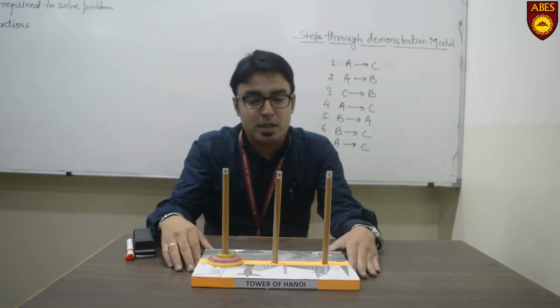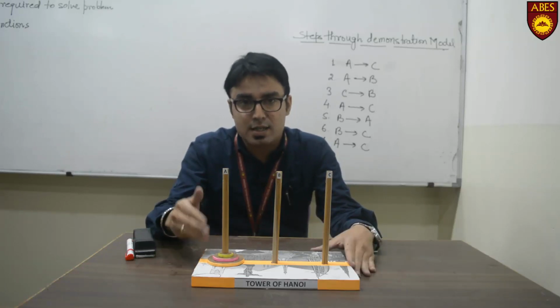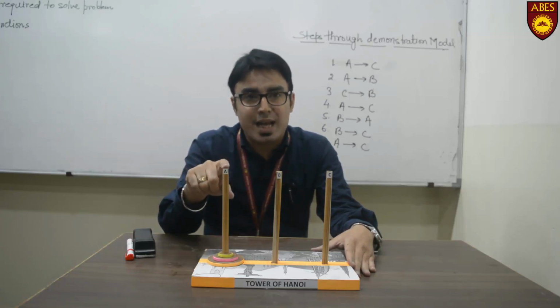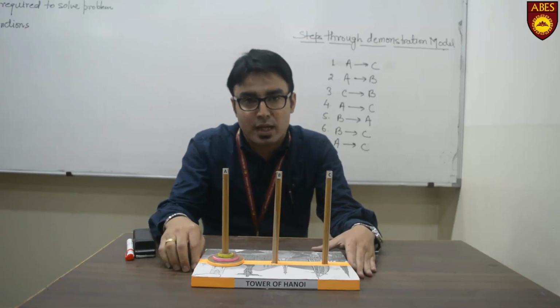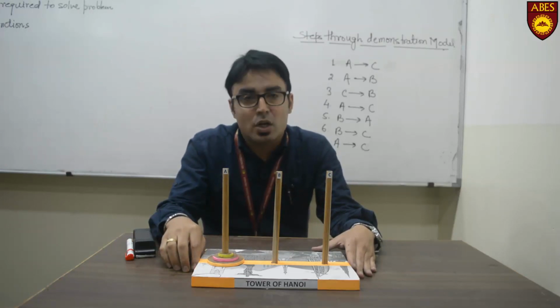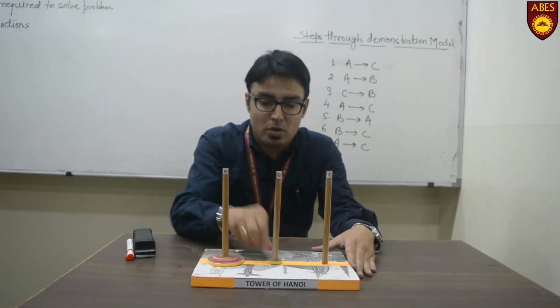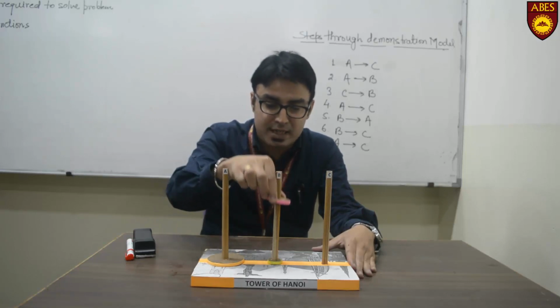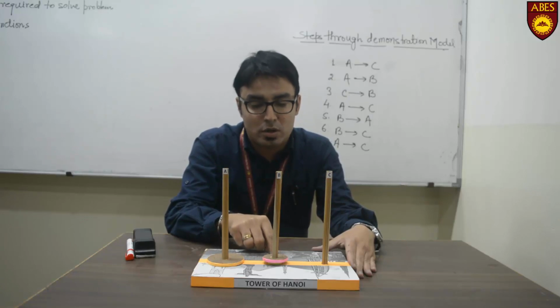What we are going to do in this model is transfer the entire set of discs from pole A to pole C with the help of B, but there are a few constraints. You have to move one disk at a time, and you cannot place a bigger disk on top of a smaller disk. If I take an example, this one is wrong. You cannot put a bigger disk on top of a smaller disk.